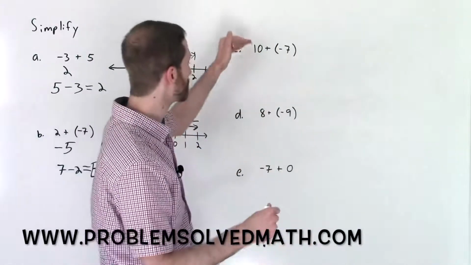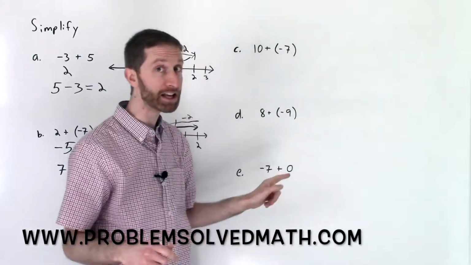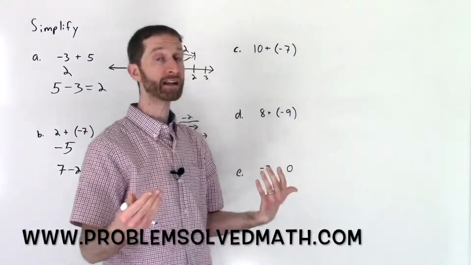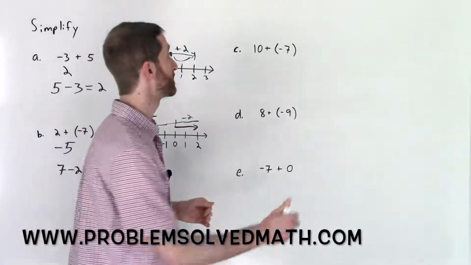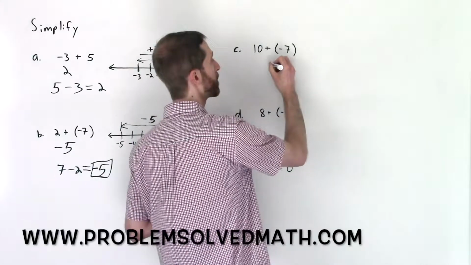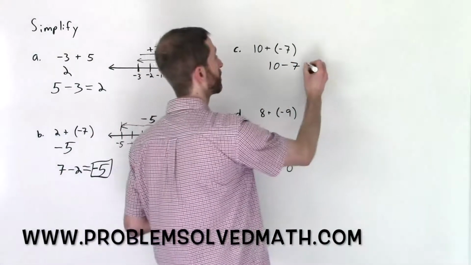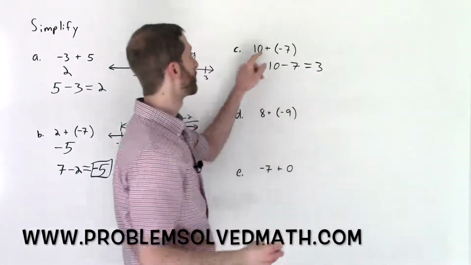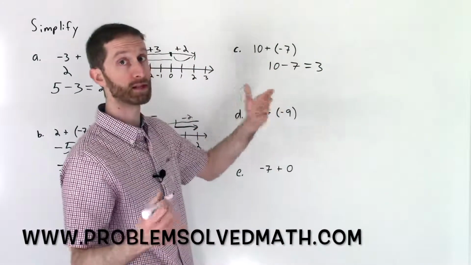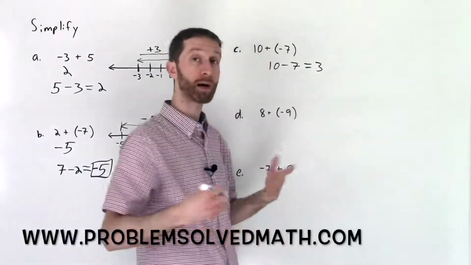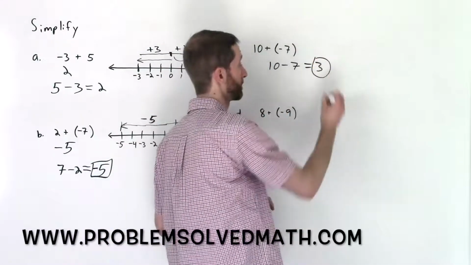All right, now we're going to use the rule in C, D, and in E, and we'll call it a video. 10 plus -7, we are adding two integers with opposite signs. So in my head, I'm going to do 10 minus 7, and that is equal to 3. The larger of the two numbers in terms of their distance from 0 is 10. So I will keep the sign of 10, which is positive. So 3 is my answer.